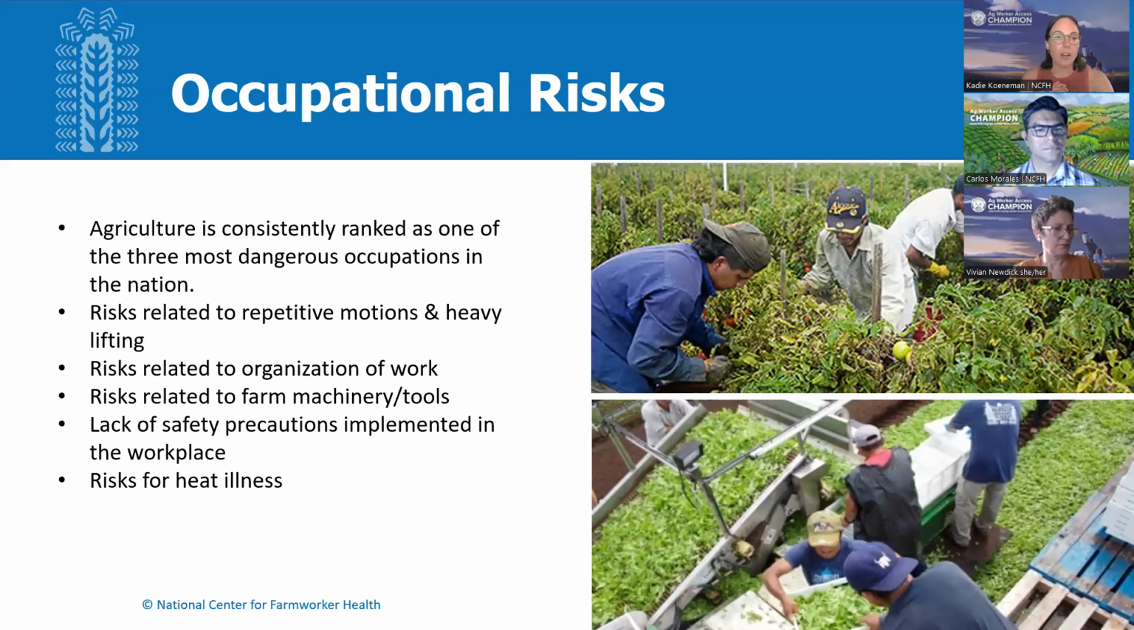So in this slide, we'll be looking at occupational risks. Agriculture is consistently ranked as one of the top dangerous occupations in the United States. There are a lot of risks related to the way that the work is set up. Farm workers are doing a lot of repetitive motions and heavy lifting that can lead to musculoskeletal injuries. And they're also outside all day. So weather plays a big role and can contribute to heat stress and dehydration. They're also at a higher risk of insect, rodent, and snake bites due to being outside in the fields.